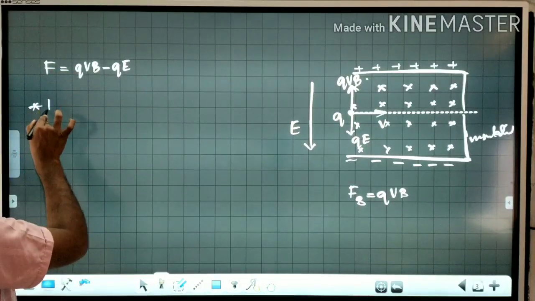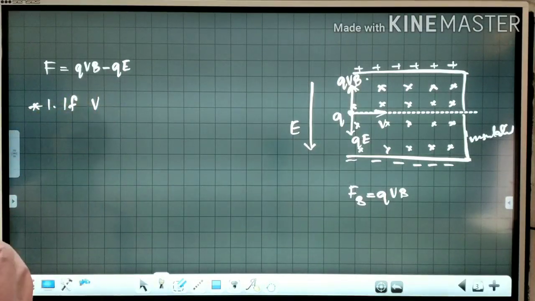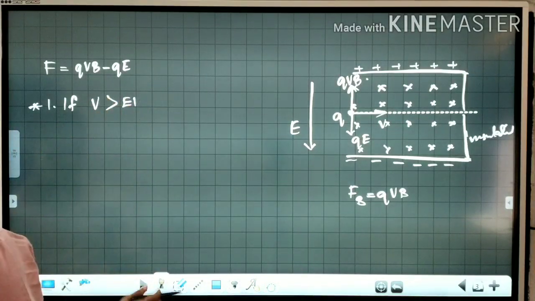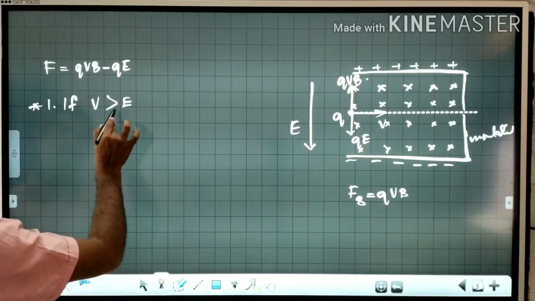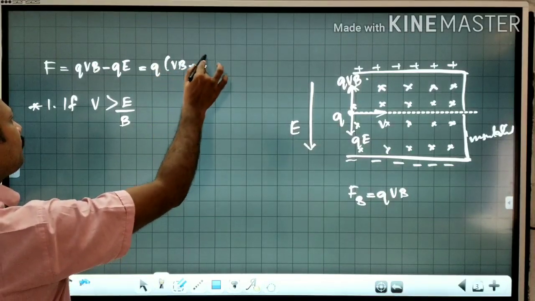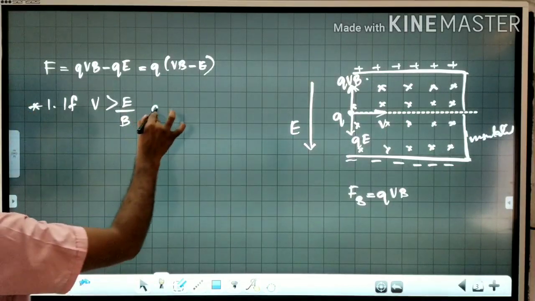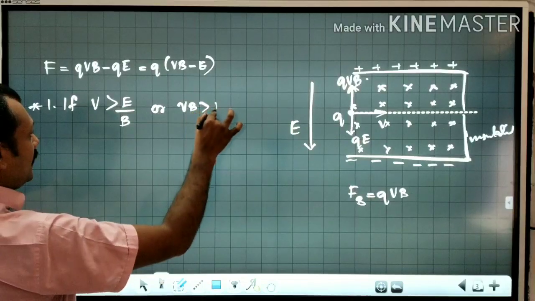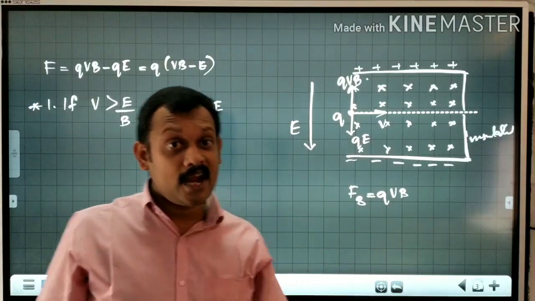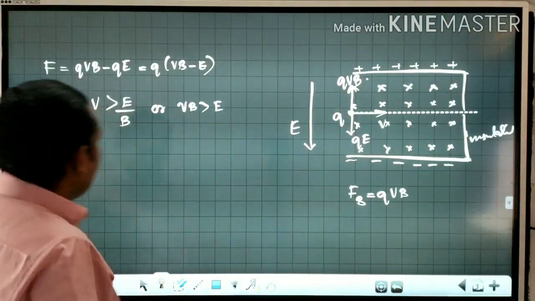Now let me take the first situation. Case 1. If V is greater than E by B. Okay, I'm sorry. Now this is Q into VB minus E. If V is greater than E by B, or VB greater than E. Now what did we understand? The net force is such that VB is greater than E. So that means the magnetic force is greater than the electric force. Isn't it right? VB greater than E.